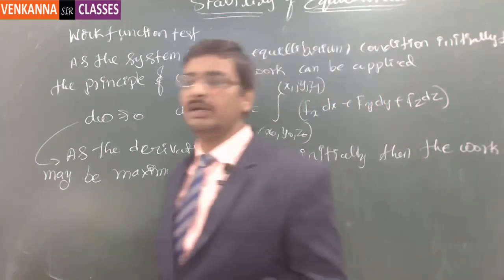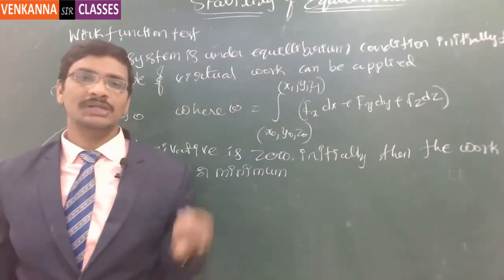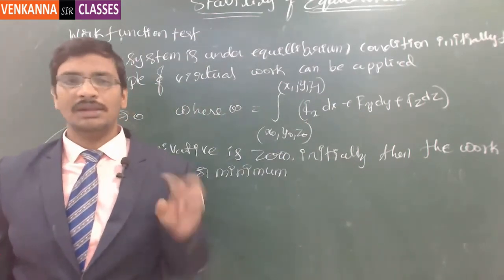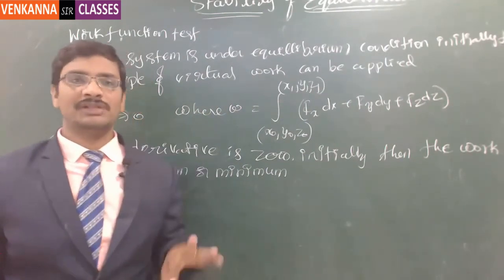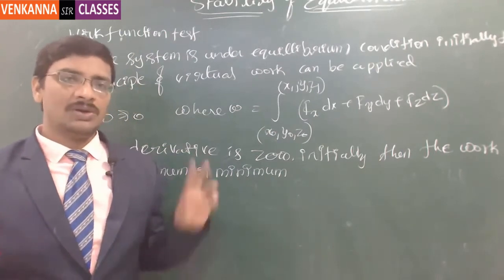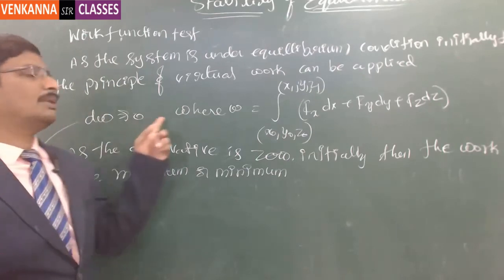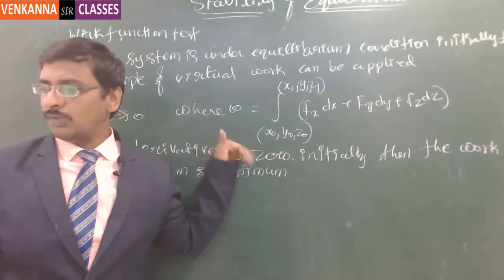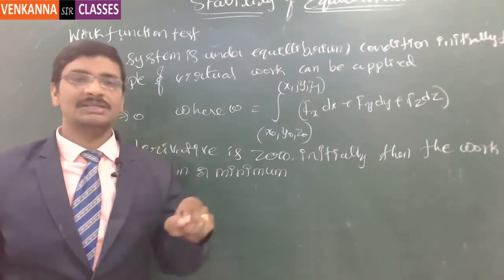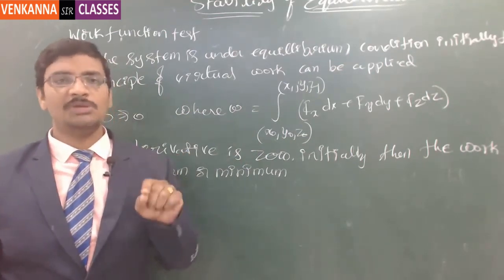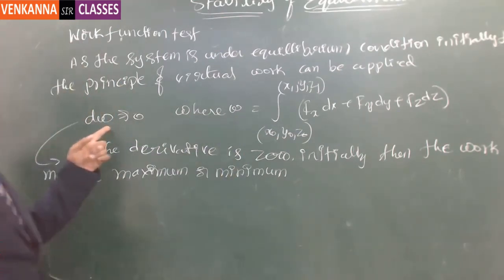So whenever we find the maximum or minimum value of any function, we first take the derivative and equate it to 0, identify the stationary points, and then find the second derivative to verify whether it is a maximum or minimum. In all cases, first you verify whether the derivative is 0. Here, for an equilibrium condition, whether it is stable or not doesn't matter. But the work function will definitely have either a maximum or a minimum value under the equilibrium condition, because dW is equal to 0 as per the principle of virtual work.